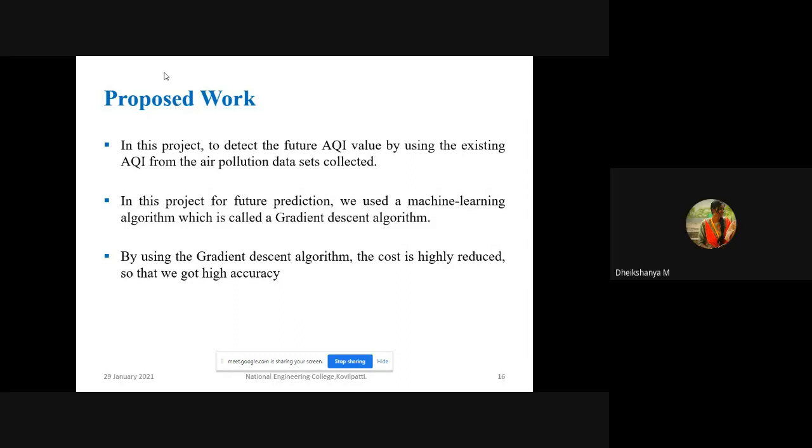Good afternoon, everyone. In the proposed work, we are using the gradient descent algorithm, which is an improvement over the linear algorithm. This algorithm is cost efficient, with cost highly reduced. The data will be highly pre-processed before inserting into the algorithm, and then it will proceed to train and predict the future pollution.